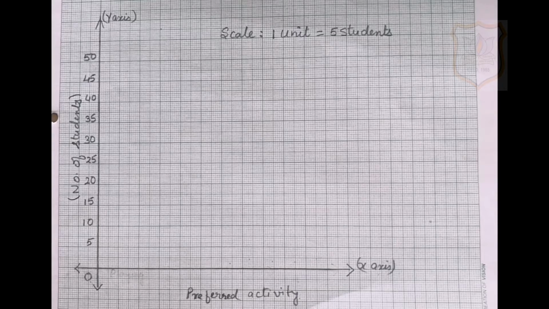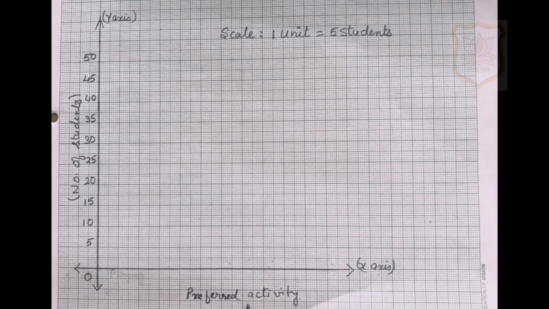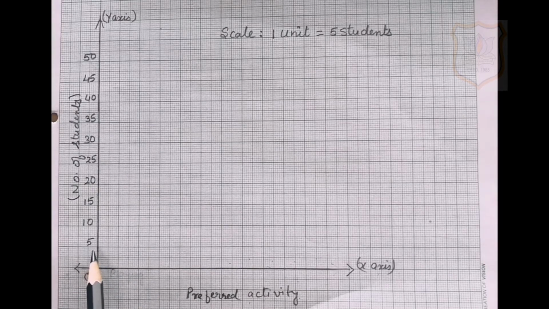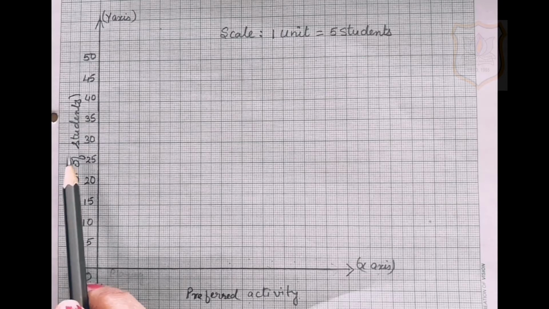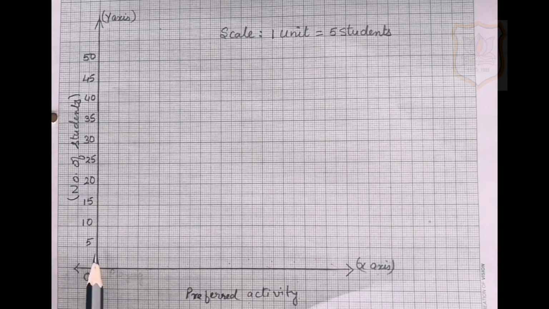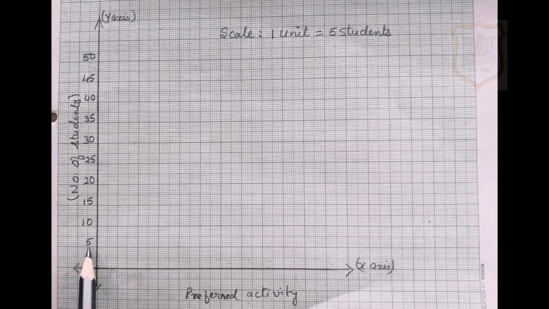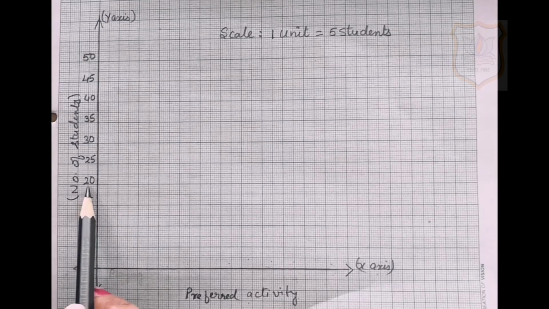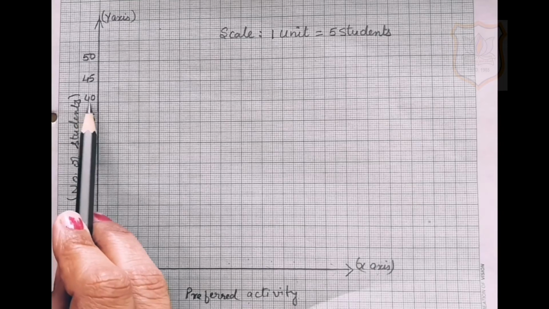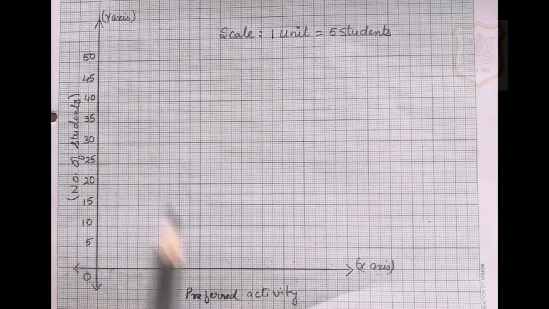Now students, along the horizontal axis we will write preferred activity, and along the vertical axis we will write number of students. As the scale is 5 students, the difference we will take will be of 5. Here we will write 5, and here we will write 10, then 15, 20, 25, 30, 35, 40, 45 and 50.